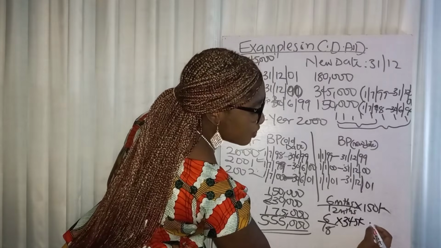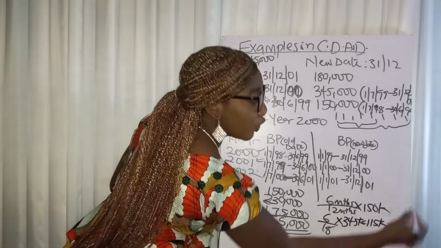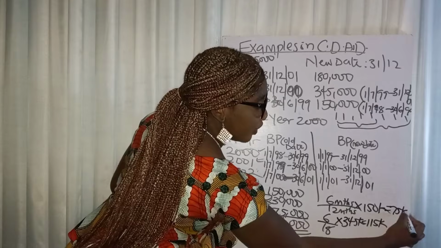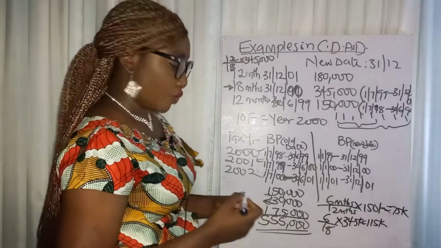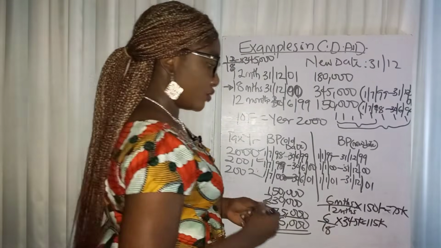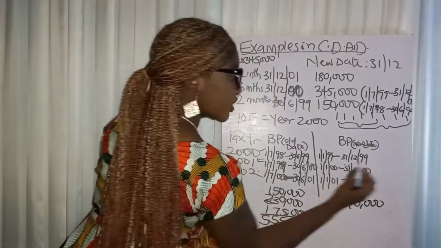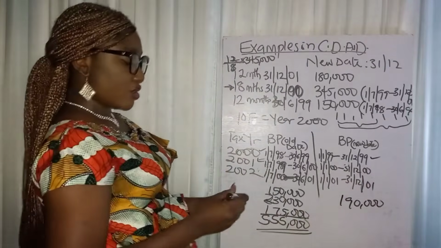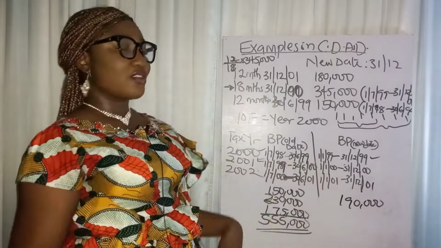And that gives us 115,000 plus your 75,000. You have 180,000. Okay, 190. So we've done this first year. It gave us 190,000. So the second and the third year, I feel like you should go and do that one.